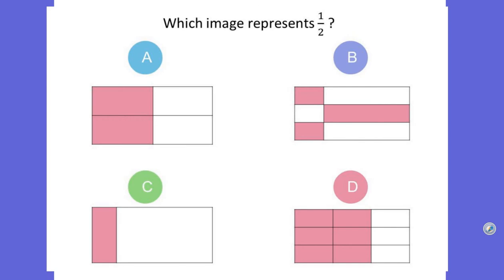Pause the video for a minute and have a think about this question. Which image shows you a half? Okay, let's go through it. The one that shows a half is in fact A. C is still split into 2 parts, but those parts are not equal, so that's not a half. D has got 2/3 shaded in, not a half. And B, I've shaded in 3 out of 6, but those parts again aren't equal, so that doesn't show a half.